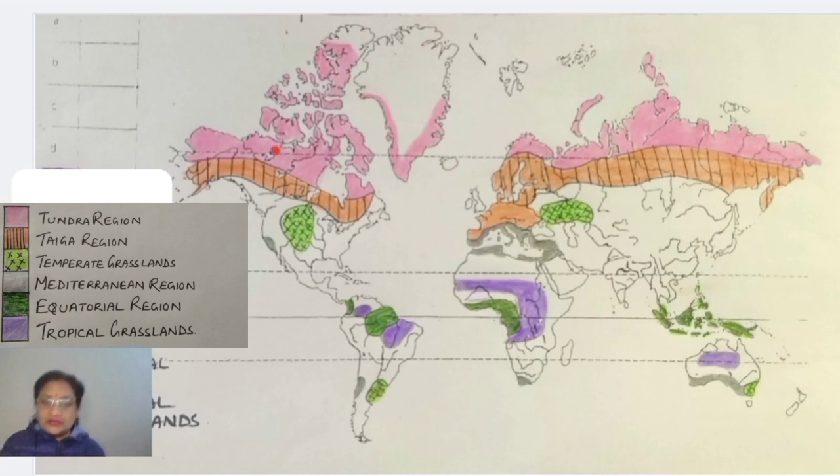So the first one is the pink colored region. Pink colored region is the northernmost part of it, which is just representing the tundra region. Tundra region, maximum time it is frozen.